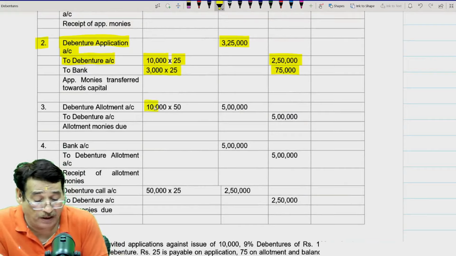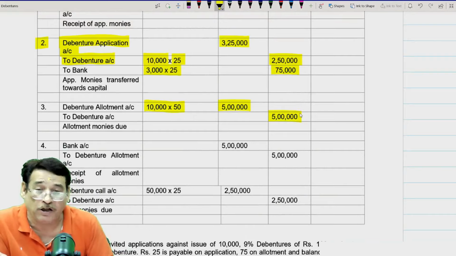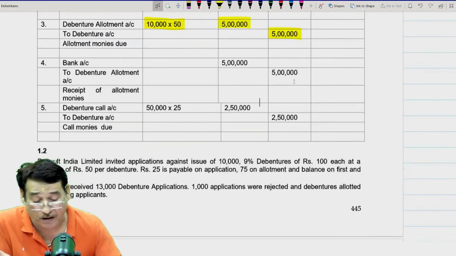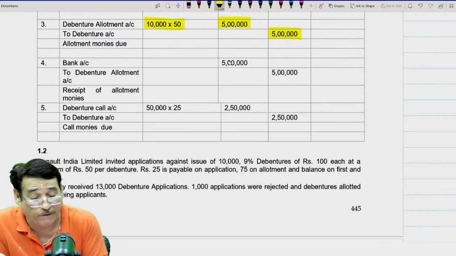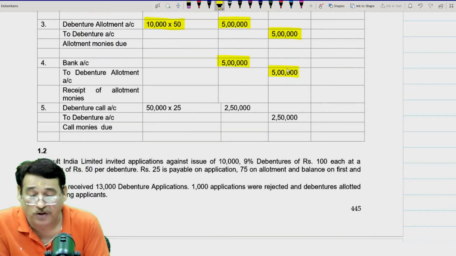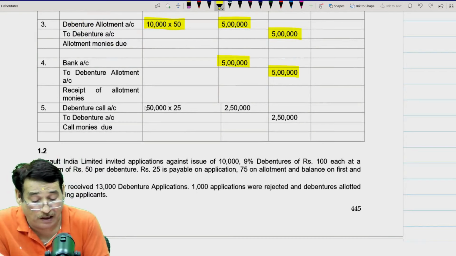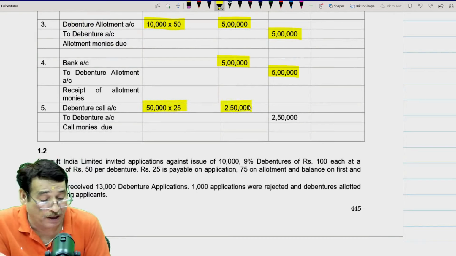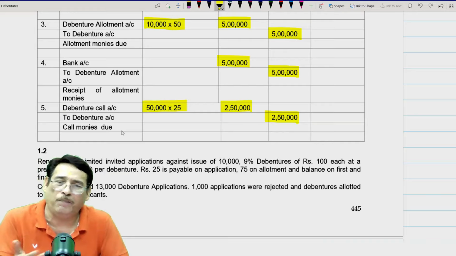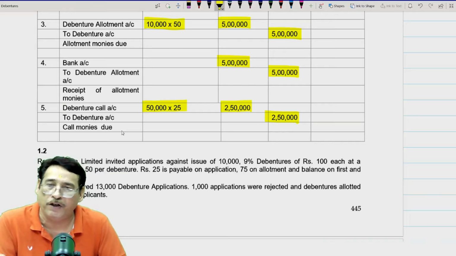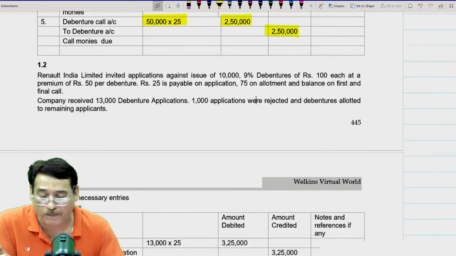Now allotment money is 50. So debenture allotment account debit 5 lakh to debenture account. This is the due entry, being amount due on allotment. Now we will receive the allotment money, bank account debit to debenture allotment account, simple. Then similarly, we will pass the entry for debenture call account, and then we can easily pass the next entry, bank account debit to debenture call account. So this is a very simple case.